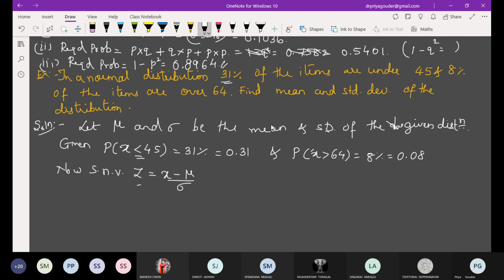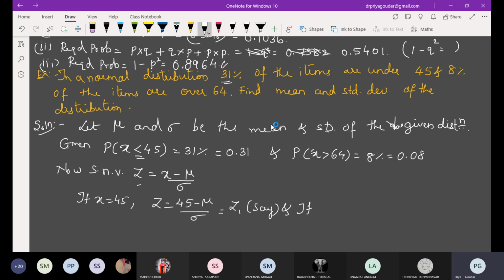If X is equal to 45, what will be the value of Z? Z is 45 minus mu divided by sigma. See, we cannot simplify like the earlier one. So I'll take this as some value for Z, as Z1. This is some value of Z, am I right? I'll take it as Z1.